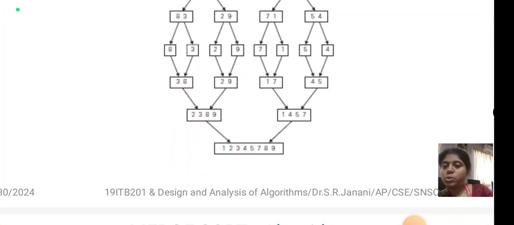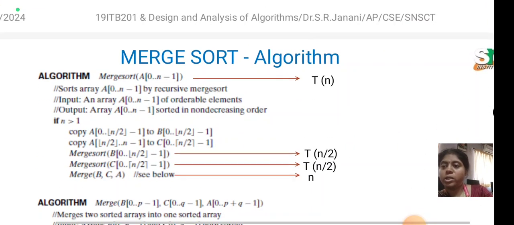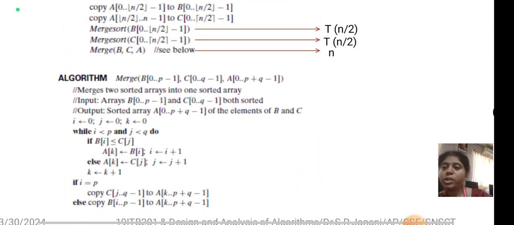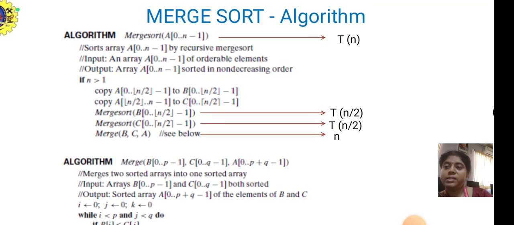So the first half will be stored in the b array, and the second half will be stored in the c array. So this is how the copy and division is done. Now we will again pass the b array to the merge sort algorithm, and the c array to the merge sort algorithm. Again this will be done until it divides into single elements. So this is the first step, the separation.